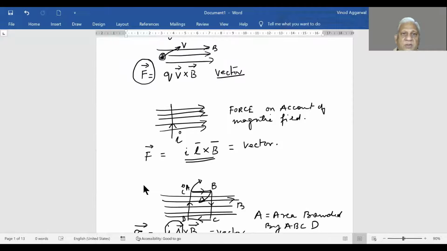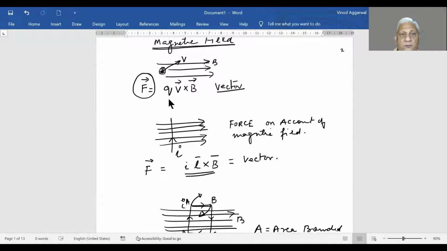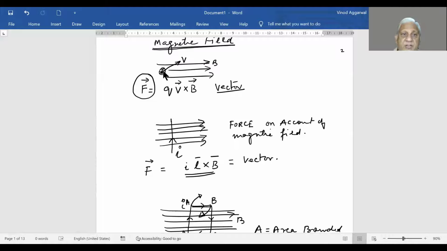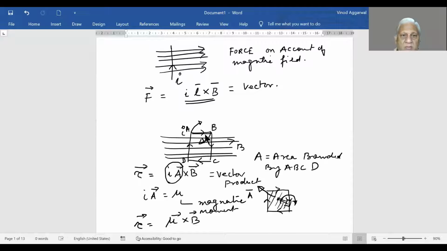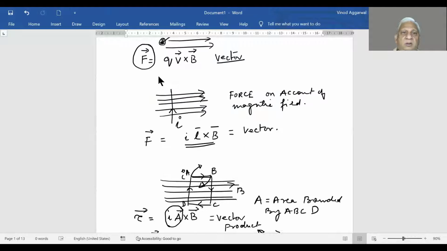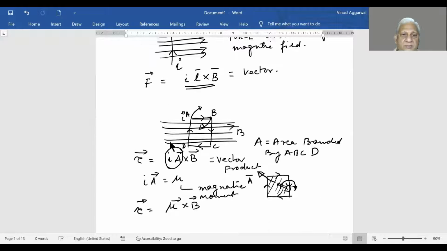Now, this was regarding force that was experienced by a moving charge in a magnetic field, or by a current carrying conductor in a magnetic field, or by a coil in a magnetic field. They were all basically related to force experienced on a charge or the conductor.